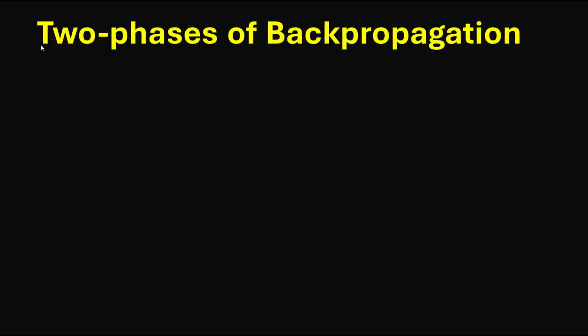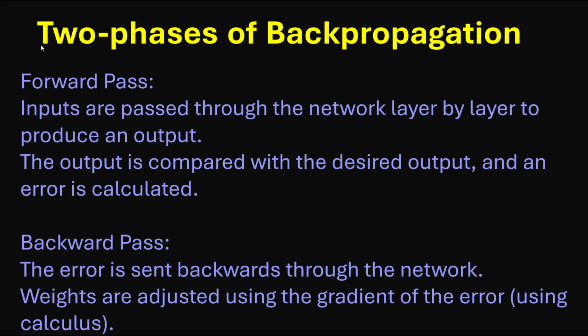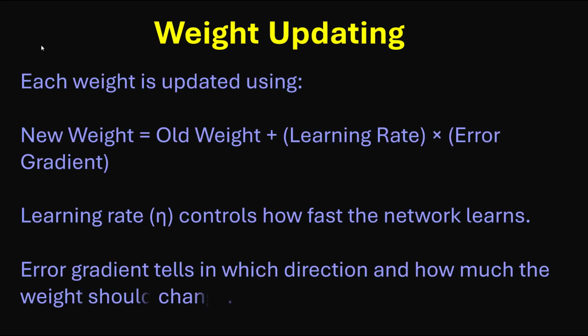Now there are two phases in backpropagation. There is a forward pass. In this, the inputs are passed through the network layer by layer to produce an output, and the output is compared with the desired output, that is the target, and the error is calculated. In the second phase, the backward pass, the error is sent backwards through the network, and the weights are adjusted using the gradient of the error, that is using calculus, where we find the derivative. The weights are updated based on the error calculation done through the calculus method.